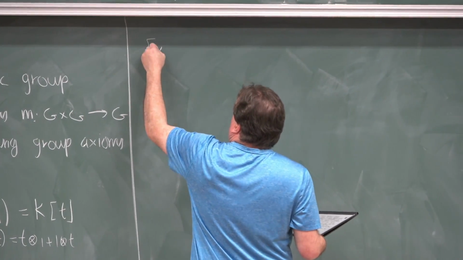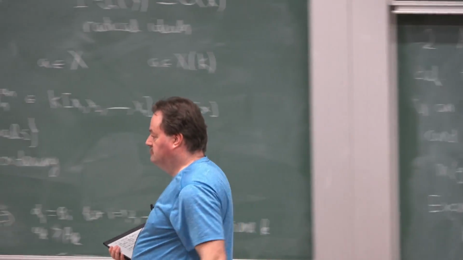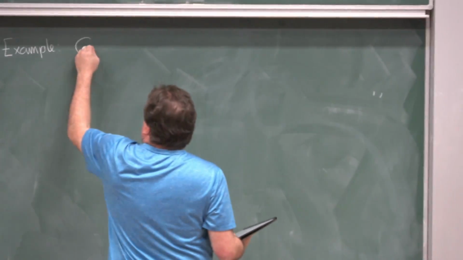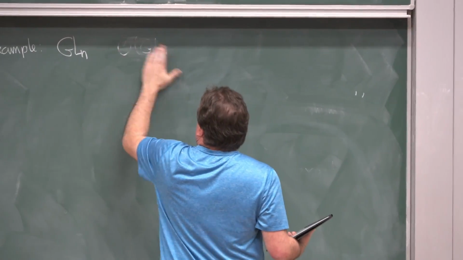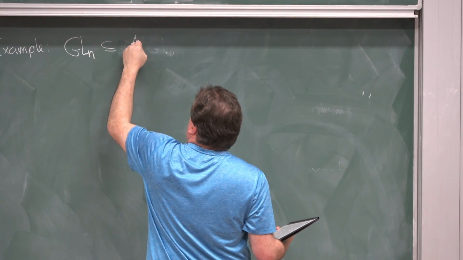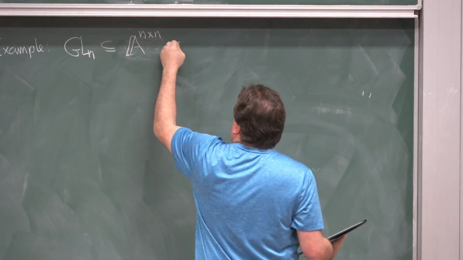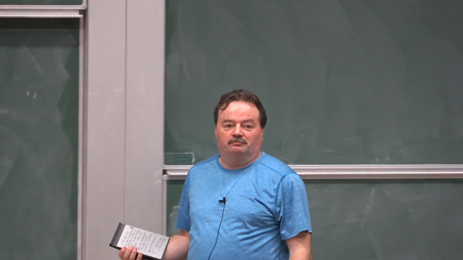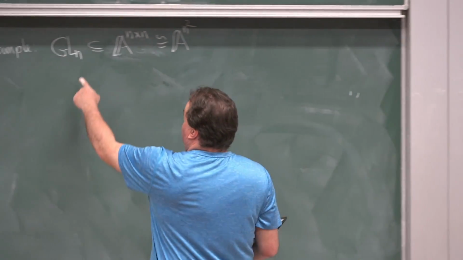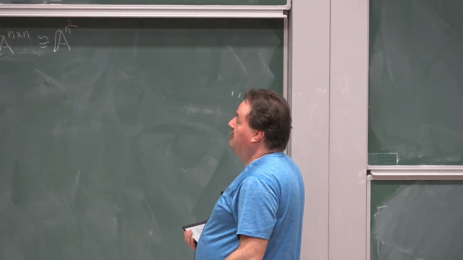Another example is GLN. So the coordinate ring of GLN, well, first of all, GLN is contained in the space of n by n matrices, which is a vector space of dimension n squared. In fact, it's a Zariski open subset, but you can also view GLN as a Zariski closed subset of A to the power n squared plus 1. Anyway, it's an affine variety.